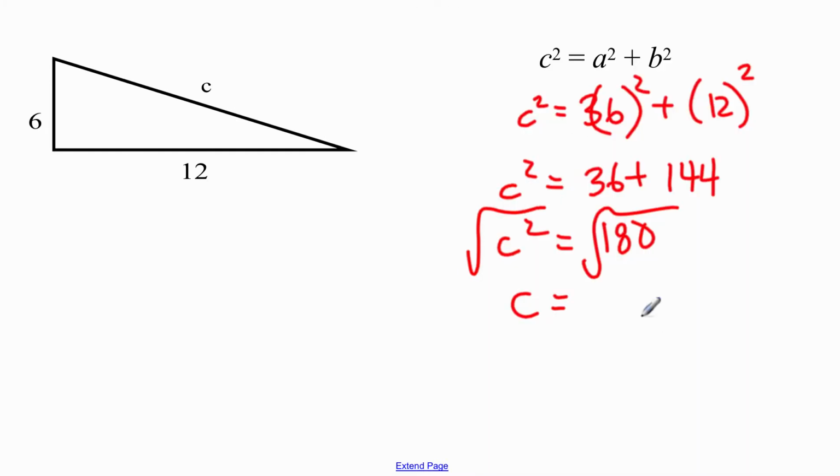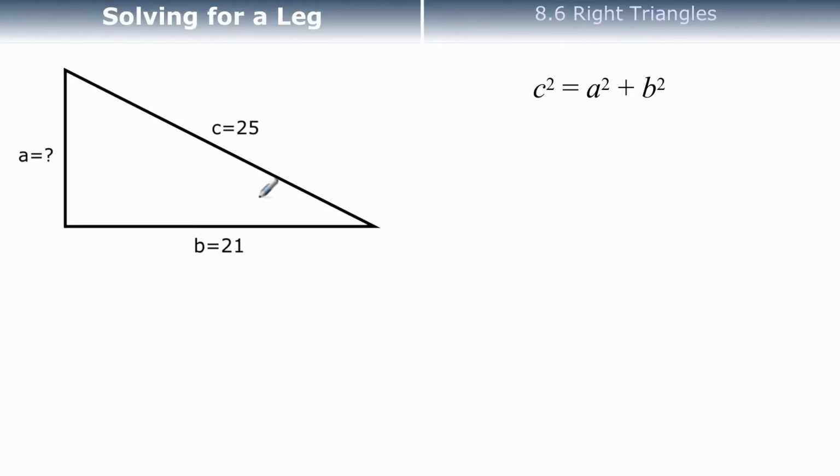13.416, and maybe I'll round that, 13.416, maybe let's call it 14.2. There might be a question where they tell you to round it to 2 decimal places or 3 decimal places, whatever. Okay, here's another one. This time I know C, but I don't know one of the other legs.